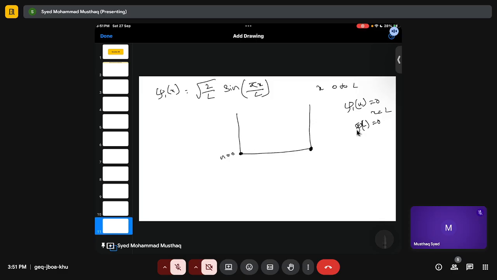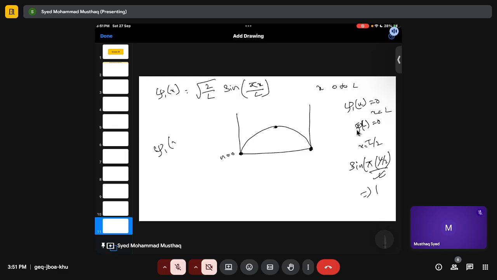What happens in between? If I take x equals L by 2, then sin pi L by 2 upon L gets cancelled, sin pi by 2 will be 1. So it is reaching the highest point at pi by 2. Then again this function will decrease. It will increase from here to here, and decrease from here to here. That is what we see in sine functions.